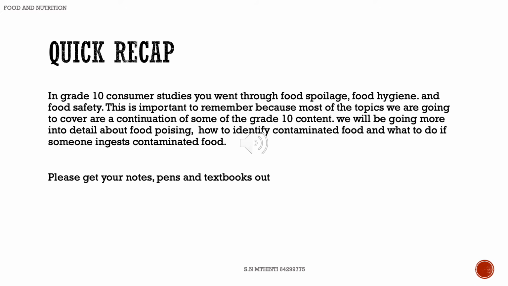So, before we move on, let's do a quick recap. In grade 10 Consumer Studies, you went through food spoilage, food hygiene, and food safety. This is important to remember because most of the topics we are going to cover are a continuation of some of the grade 10 content. We will be going more into detail about food poisoning and how to identify contaminated food and what to do if someone ingests contaminated food. Please get your notes, your pens, and open your textbooks.